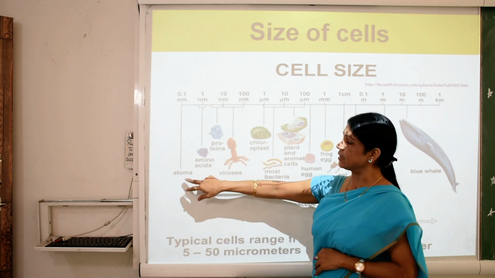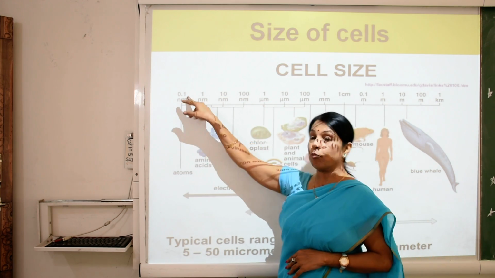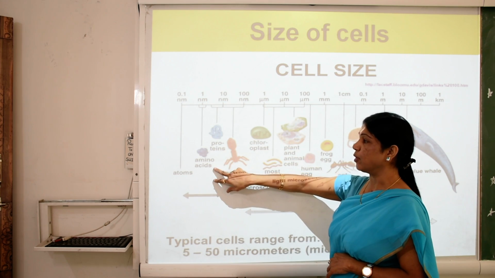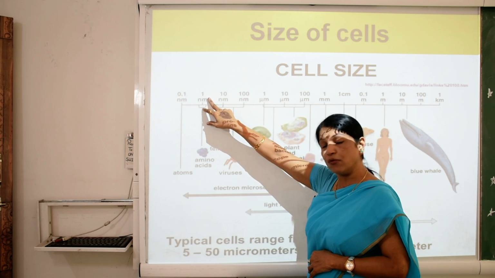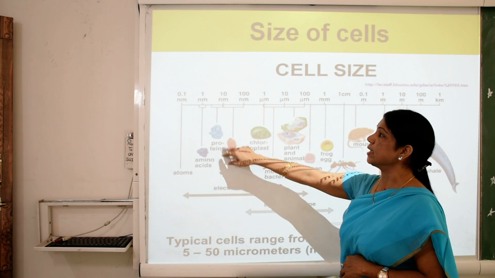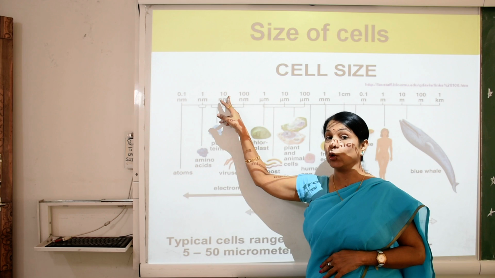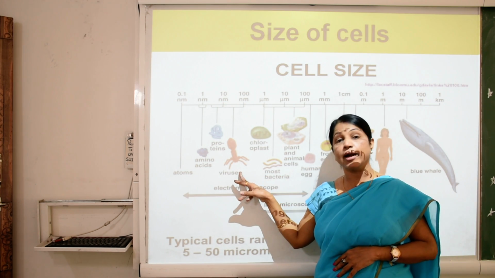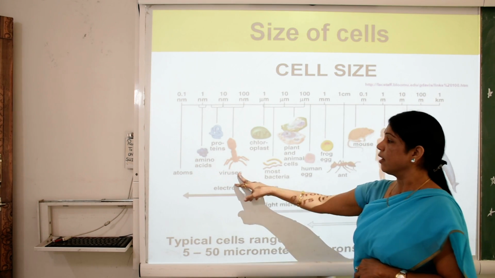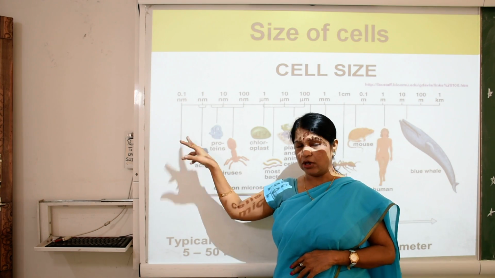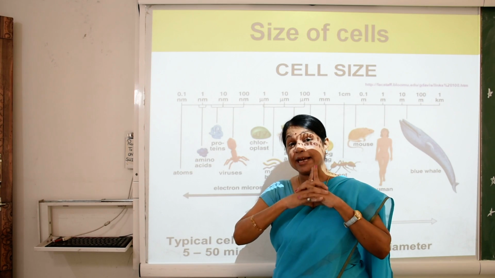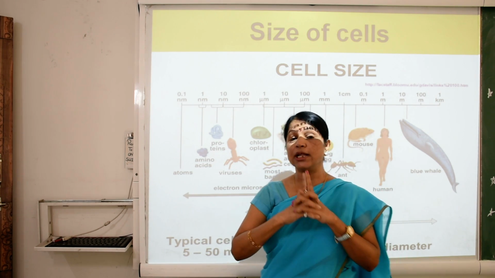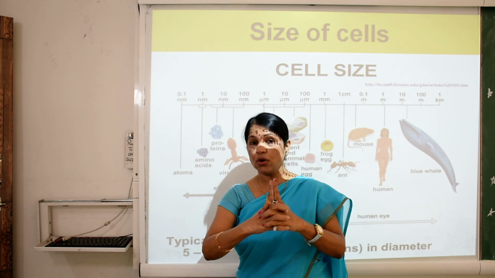So first we see the atoms. It is 0.1 nanometer. Now for the amino acids it means 1. After that proteins, they are 10 nanometers. Further we talk about viruses, they are 100 nanometers. Do you understand? Nanometer means the tiniest part, which we can observe only and only under the microscope.